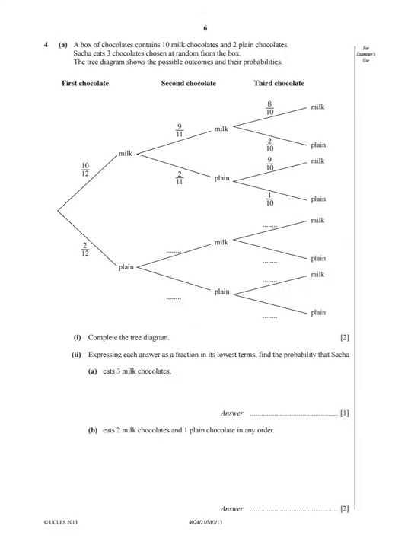Alright, it's question number 4 from the topic probability. A box of chocolate contains 10 milk chocolates and 2 plain chocolates. Sasha eats 3 chocolates chosen at random from the box. The tree diagram shows the possible outcomes and their probabilities. Complete the tree diagram.